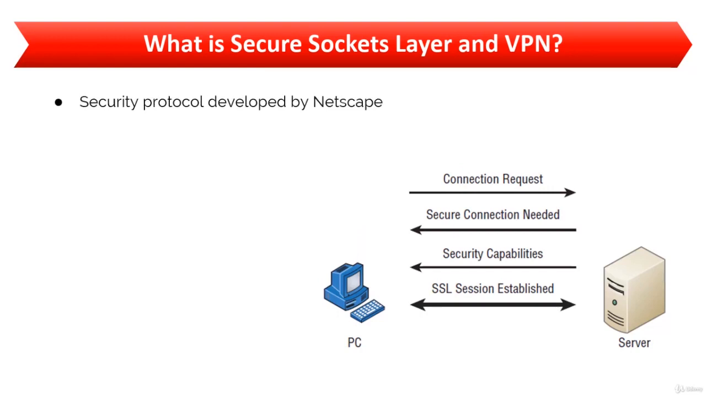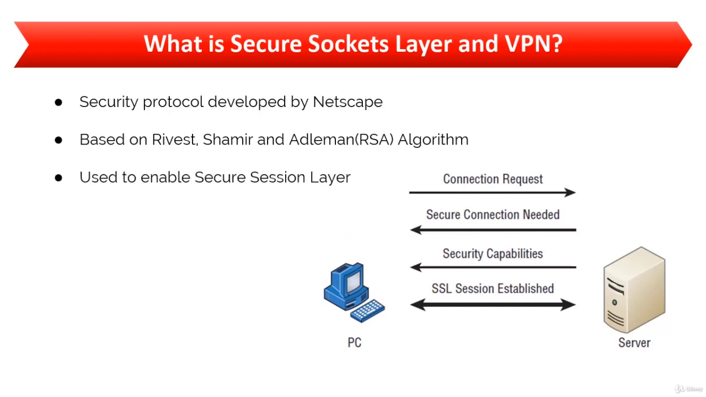Now, let us have a discussion on secure sockets layer and how SSL and VPN work together. Well, what is SSL? For the time being, just ignore the picture. Focus on what I'm going to tell you. Next on the list is the secure sockets layer. This security protocol was developed by Netscape to work with its browser, and it is based on Rivest, Shamir, and Adleman, that is the RSA encryption algorithm, which is a public key encryption, and it is used to enable secure session connections over the internet between a web browser and a web server.